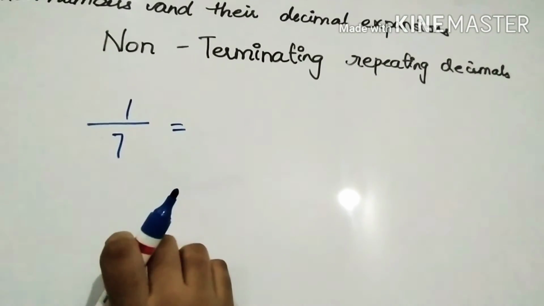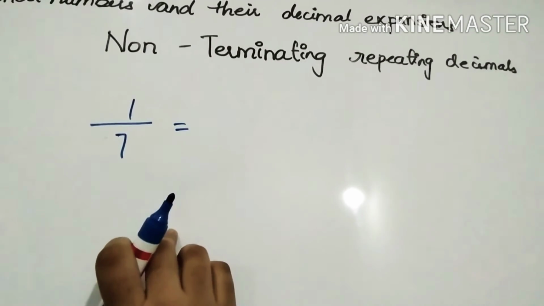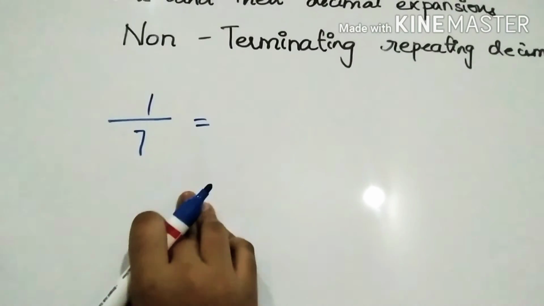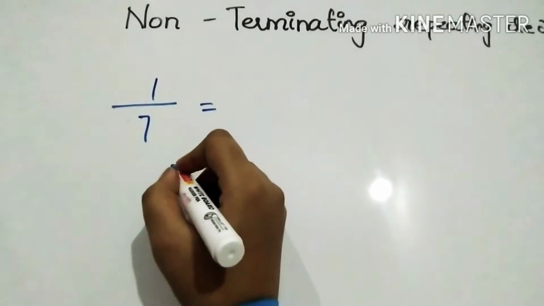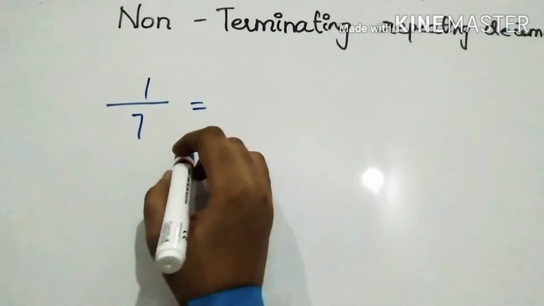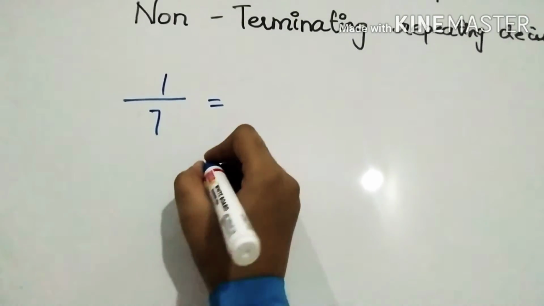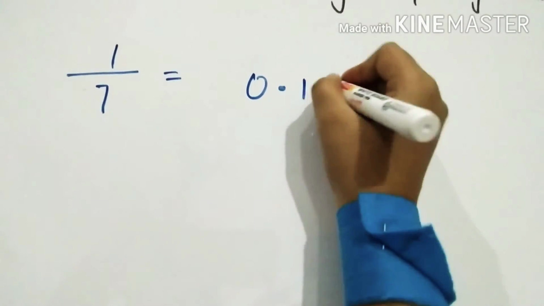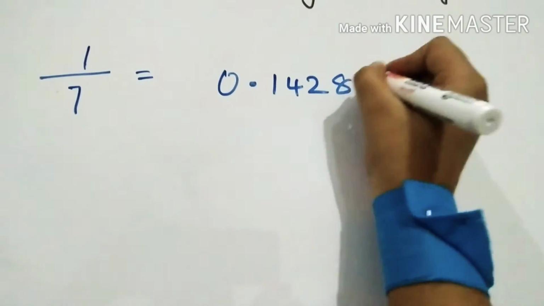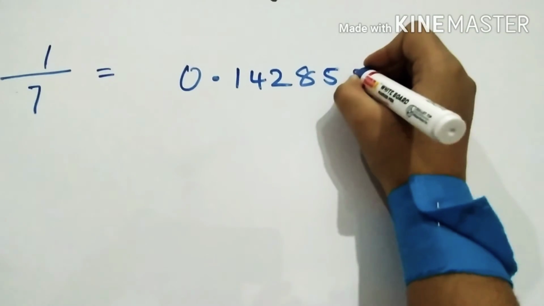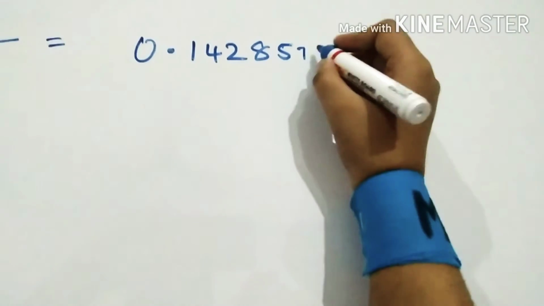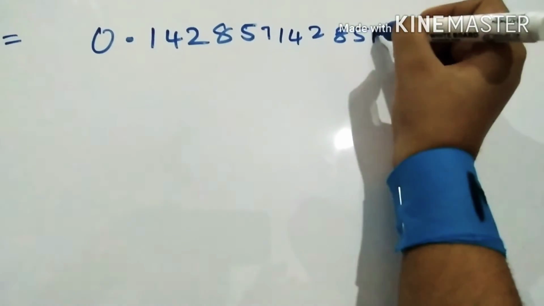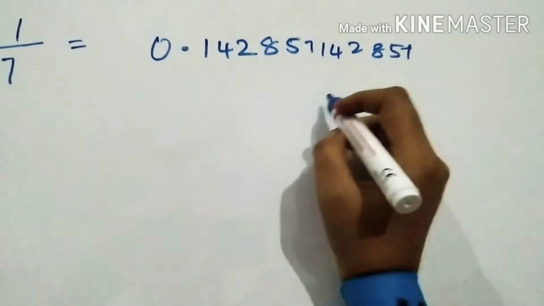Let us now consider rational numbers whose decimal expansion is non-terminating and recurring, repeating. Let us look at this decimal, 1 by 7. If we convert this, we will get 0.142857. So this is a recurring decimal.